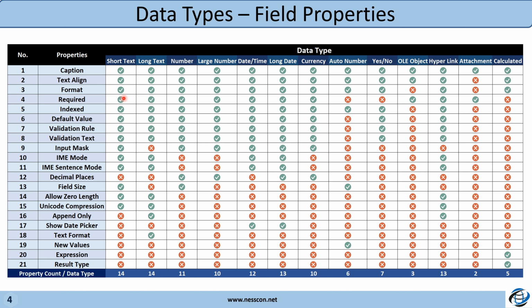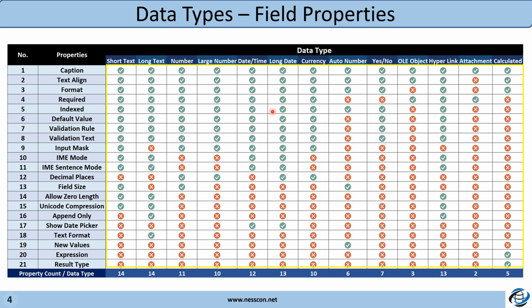In this table, I have put all the data types that are available in MS Access from our last lesson. Here I have collected all the properties that can be changed against each data type. In total, if you see here, there are 21 properties that can be changed for data types.